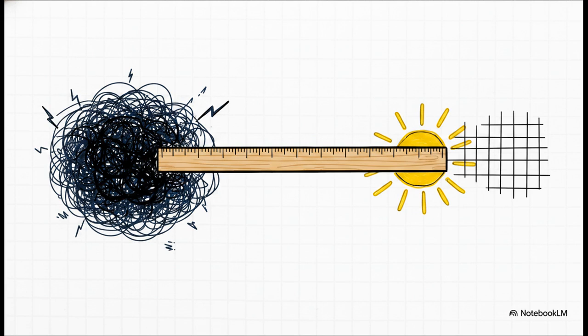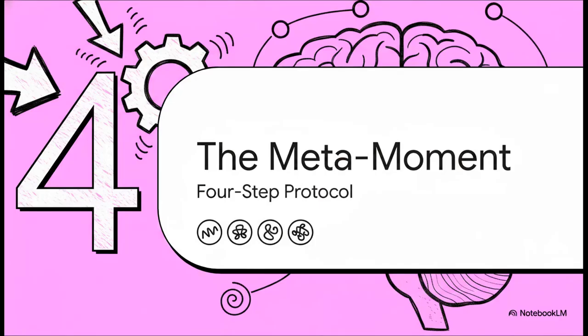It's about managing those feelings structurally. By properly labeling a feeling, you're actively helping to shift your brain's processing from that panicked amygdala over to the calm prefrontal cortex. Okay, Section 4, the four-step meta moment.